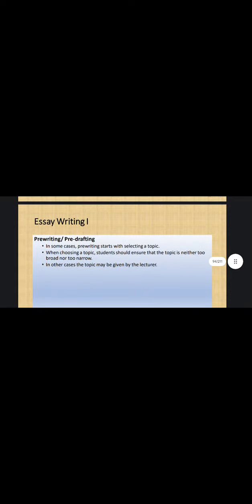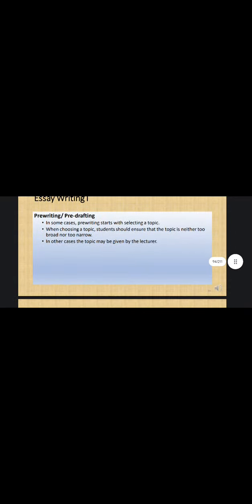Pre-writing includes several activities. Now we're coming to look at the activities under pre-writing. In some cases, pre-writing starts with selecting the topic. Do you get it? Either they give you the topic or you select your topic. In some essays, especially argumentative essays, they will give you a topic, but you are to develop your own topic and write about that.